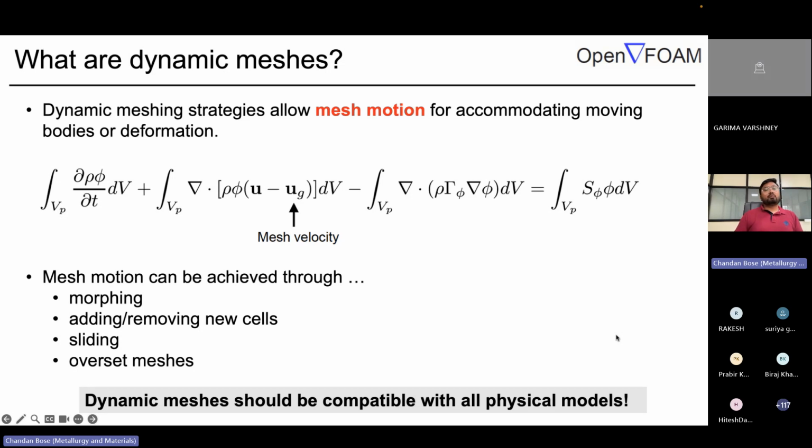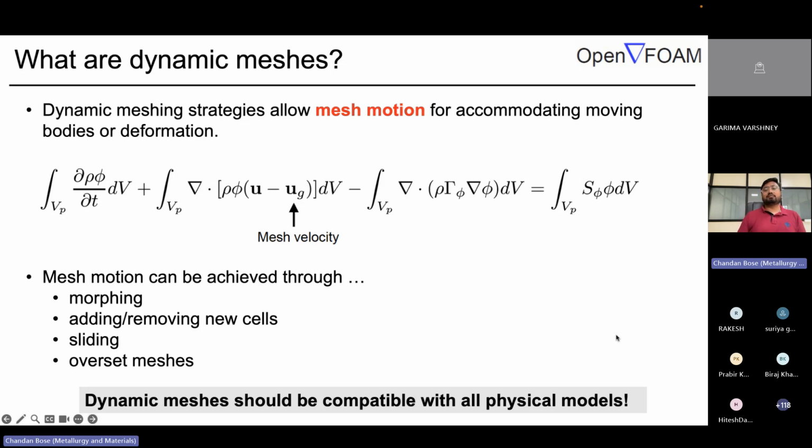And we need some sort of strategies to allow this mesh to move for accommodating the moving bodies or deformation in the structures, right? Now, as Professor Suman Chakrabarty told today, whenever we do such operations, we need to first understand what changes we are incorporating in the governing equation, all right?